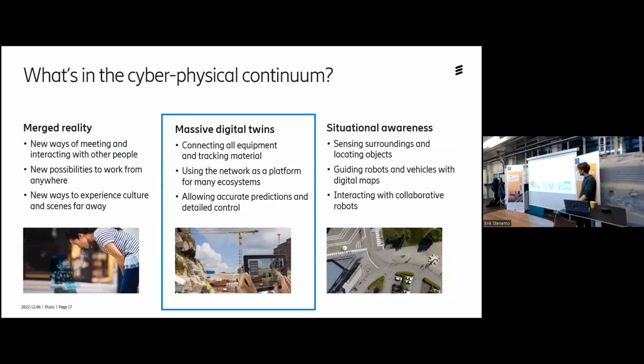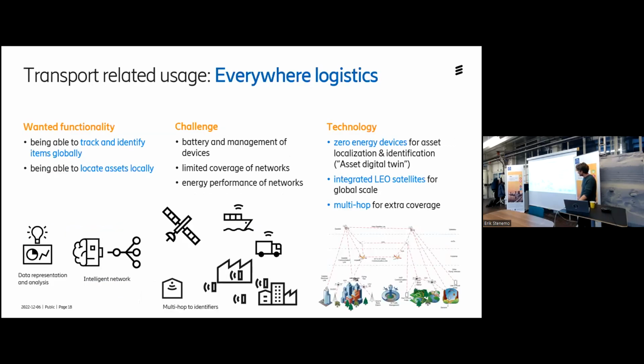That's one such example. In this massive digital twin area, we can think of something called everywhere logistics. So you want to track and identify items on a global scale. So that could be different types of cargo, right? And you want to locate assets locally. So if you have a warehouse, you want to be able to check at any time what items we have in my warehouse.